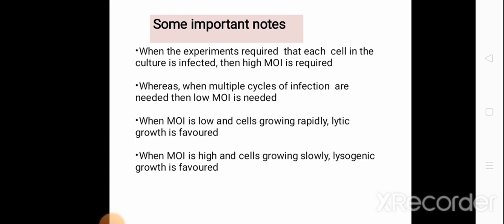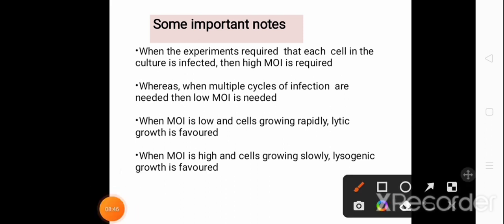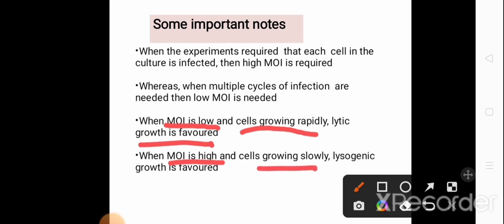Next point is that when the MOI is low and the cells are growing rapidly, lytic growth is favored. So if an option comes asking whether lytic growth is favored when MOI is low, high, medium, or none of these, then the answer will be that lytic growth is favored when MOI is low. And when the MOI is high and cells are growing slowly, lysogenic growth is favored. So lysogenic growth is favored when MOI is high.